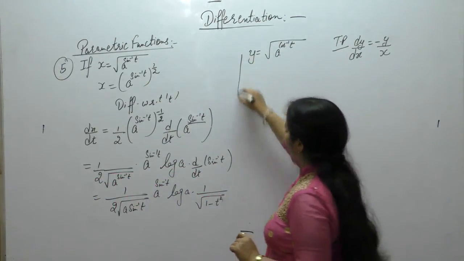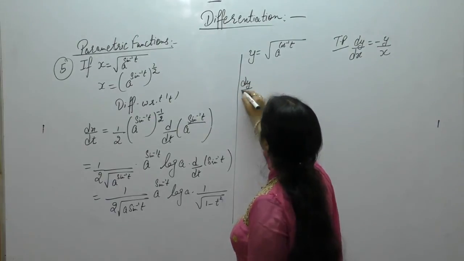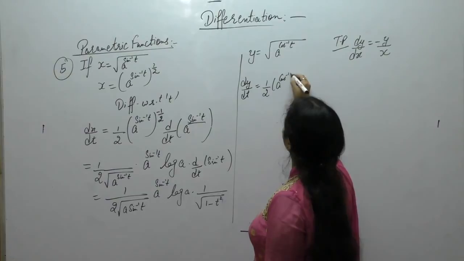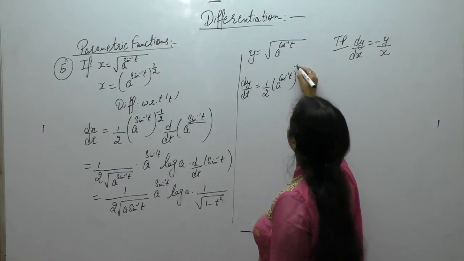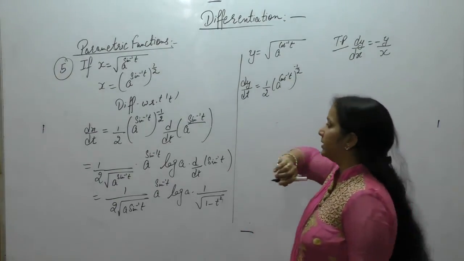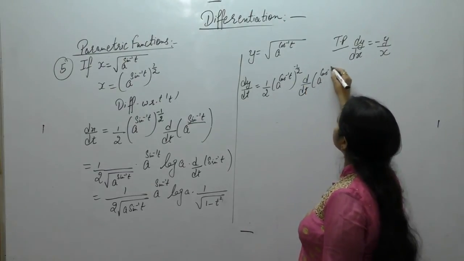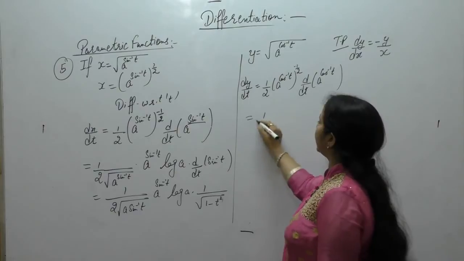Clear? Now differentiate y with respect to t. 1 by 2 a cos inverse t, 1 by 2 minus 1, minus half. After that derivative of a cos inverse t, derivative of a power x.